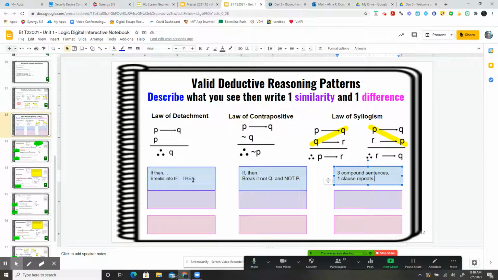Right now, I just want you to have the P and Q, the if-then breaks into if and then. And then the if-then, the conditional statement breaks into not Q and not P. The order changes and we insert the nots for contrapositive. And then syllogism, we've got three compound sentences and one clause repeats somewhere. And I feel like it's easier to go look at some examples. Does everybody have these three things?